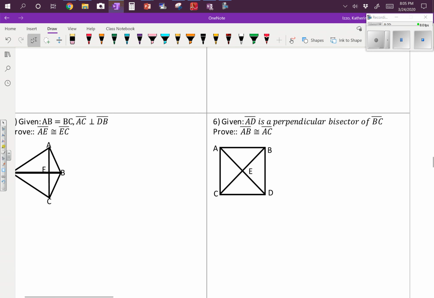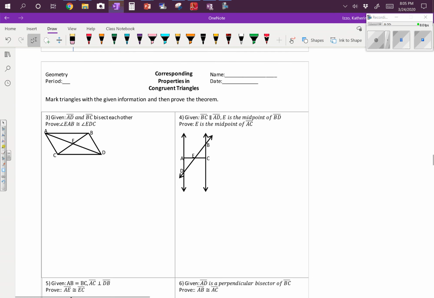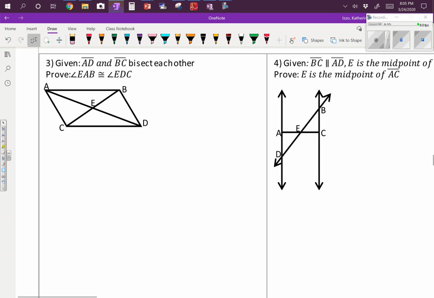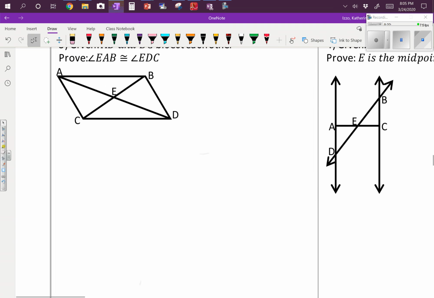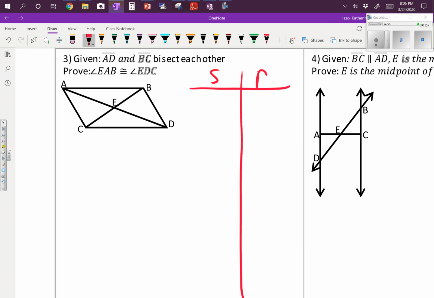I'm going to go down to number 3. Where's number 3? Oh, fancy. Number 3. It starts with the number 3 because, you know, that's how I roll sometimes. All right, so we've got a statement-reason chart, just like normal. All right, here's the problem. We need to know what we want.